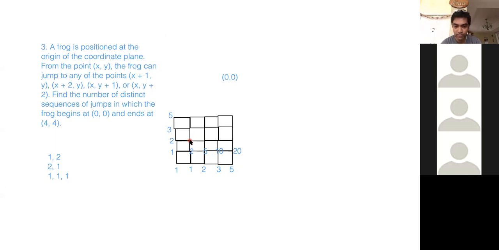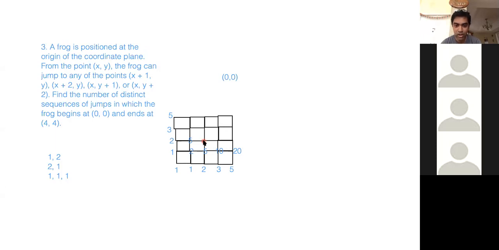What about here? 5. Good, why 5? Because 2 plus 2 plus 1 are the places that the last move could have been at. Good, so either here, here, or here. So I want to add these up. Okay, what about this point?